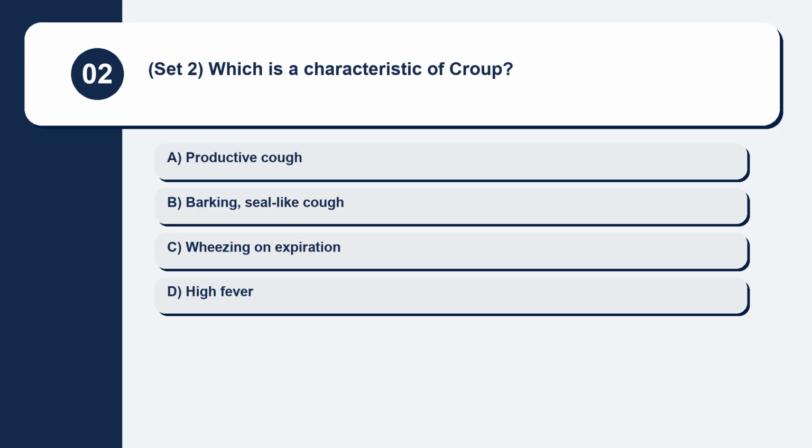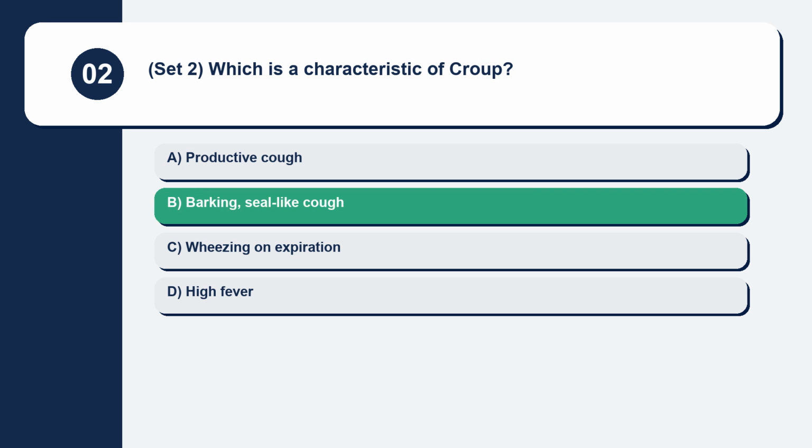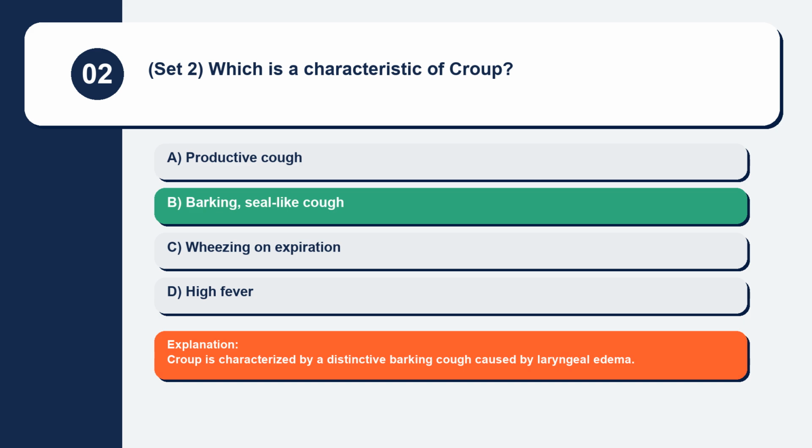Question 2. Set 2. Which is a characteristic of croup? Productive cough, barking, seal-like cough, wheezing on expiration, high fever. Croup is characterized by a distinctive barking cough caused by laryngeal edema.